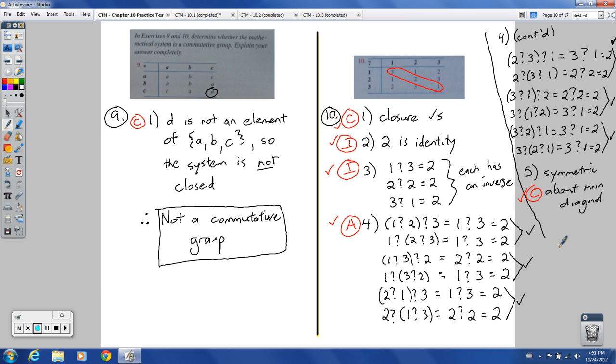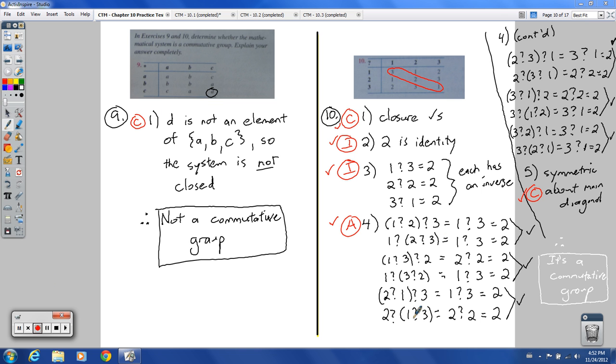It sounds cool. So therefore, it is a commutative group. So it's a commutative group. Alright.